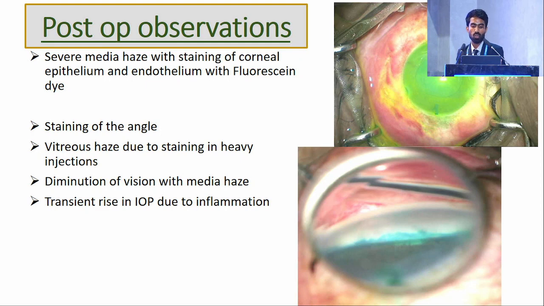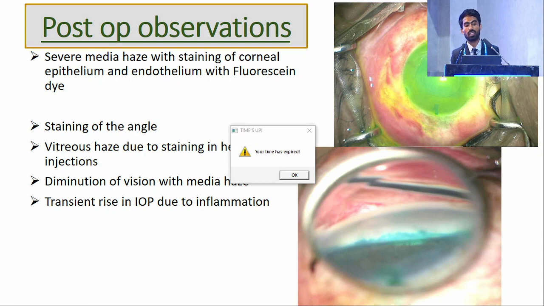These are some post-operative observations: with fluorescein dye, there is severe staining of the corneal epithelium and endothelium and lens capsule staining. With ICG, there will be staining of the trabecular meshwork and anterior chamber angle structures, and there will be media haze while performing surgery. So it is better to avoid fluorescein dye and use indocyanine green dye at lower concentrations. Thank you.